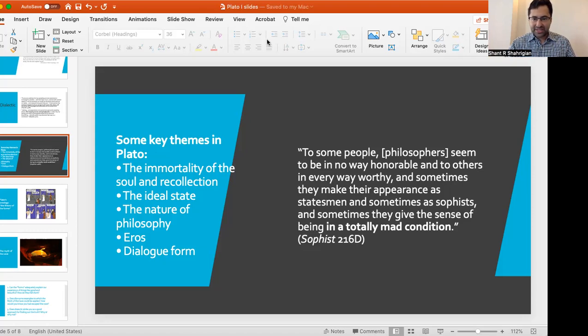Even now, we could pause and scrutinize this text a little bit. What would it mean for a philosopher to be honorable or dishonorable? Is there a bad way of doing philosophy? That would seem to suggest that there is. Is it bad to take money for doing philosophy, for example? Also, what about this idea that philosophers can make their appearance as statesmen, as politicians? Have you ever encountered a politician who was a philosopher? Is there a philosophy of politics? And then the last part of this quote: sometimes they look like they're in a totally mad condition. Is philosophy a form of madness?